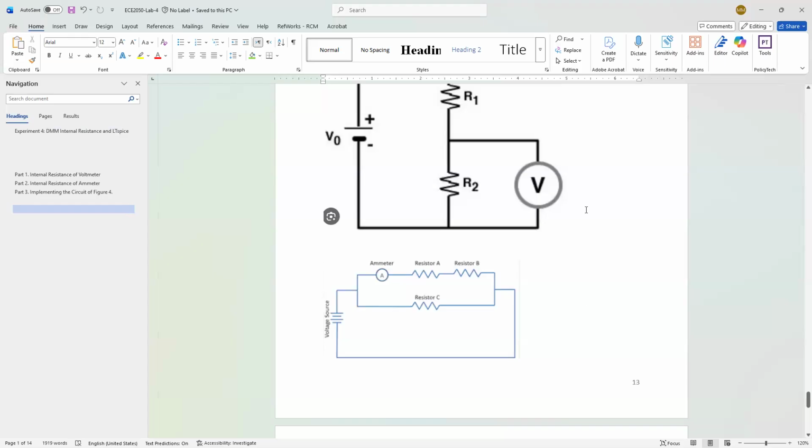So again, let me summarize what I said. If you want to measure the voltage between two points, you have to connect the voltmeter in parallel. This is if you want to use a voltmeter to measure a voltage.